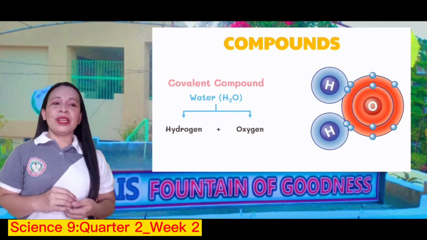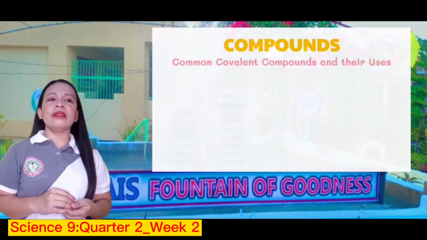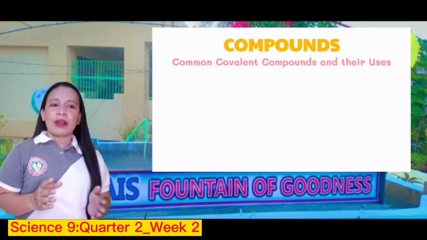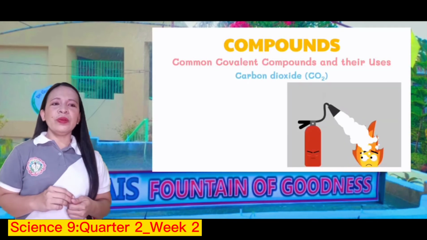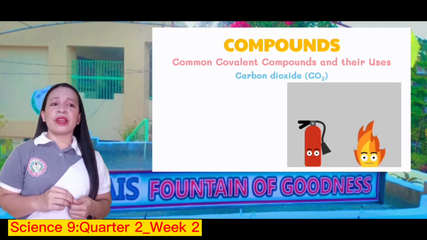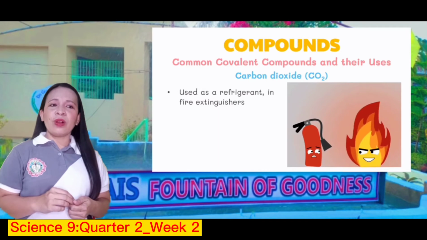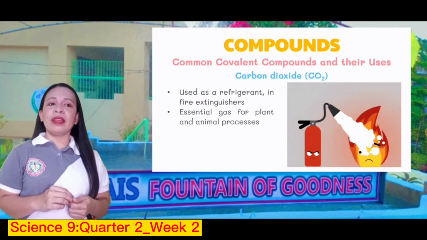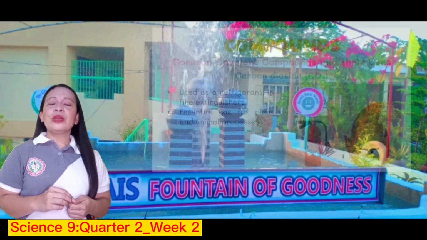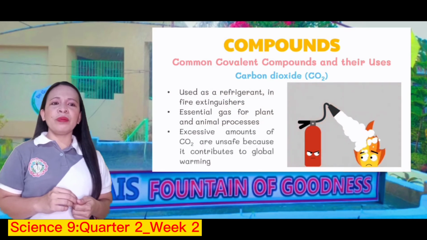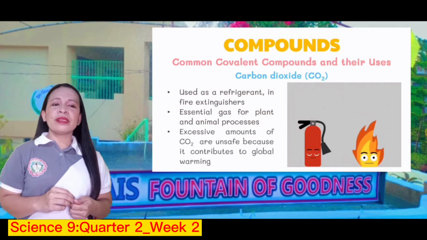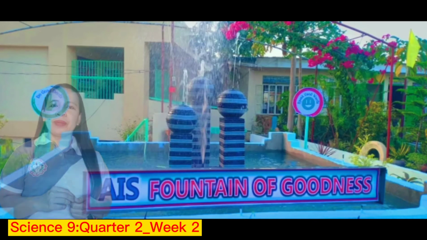Now let's have some examples of covalent compounds and their uses. Carbon dioxide in liquid or solid form is used as a refrigerant in fire extinguishers. It is also an essential gas for plant and animal processes. But its excessive amount in the atmosphere is unsafe because it contributes to global warming.